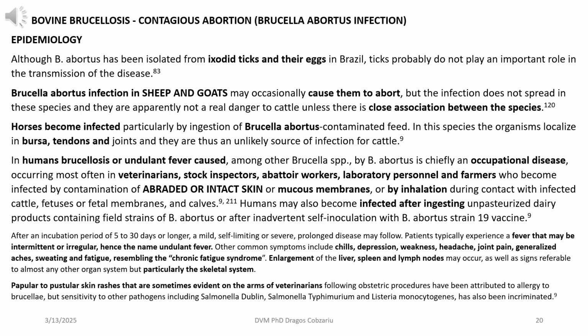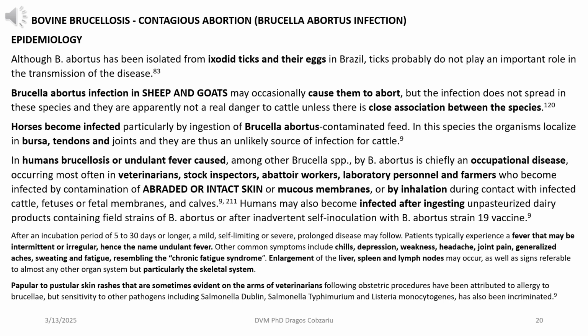Brucella abortus infection in sheep and goats may occasionally cause them to abort, but the infection does not spread in these species and they are apparently not a real danger to cattle unless there is close association between the species. Horses become infected particularly by ingestion of Brucella abortus contaminated feed. In this species the organisms localize in bursae, tendons and joints, and they are thus an unlikely source of infection for cattle.